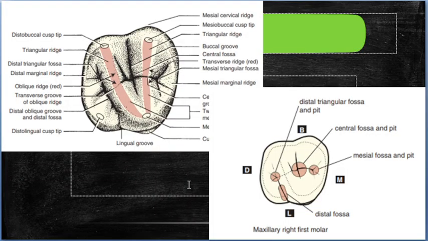So this picture depicts all the three different areas which we have seen. It shows the oblique ridge, and it also shows the different fossas. Fossas are usually present just next to the elevations. The oblique ridge is an elevation, and mesial to the oblique ridge is your central fossa, which is the largest fossa. Distal to the oblique ridge is the distal fossa, the deepest portion of which contains the distal pit. Similarly, over these areas you can see the location of the different fossas.